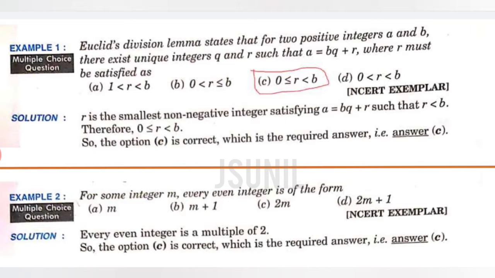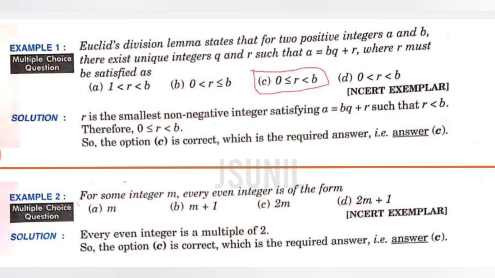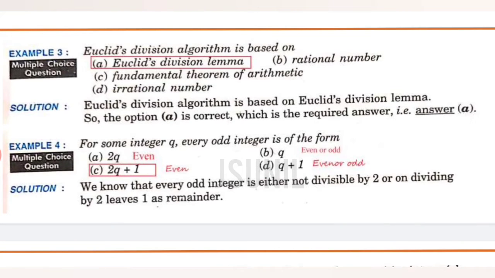For some integer m, every even integer is of the form either m, m plus 1, 2m or 2m plus 1. Here the first option is m. This may be either even or odd. M plus 1, it may be also even or odd. Now the option C is 2m, and 2m plus 1 is odd. So the correct answer is C, 2m. Now proceed to the third question.